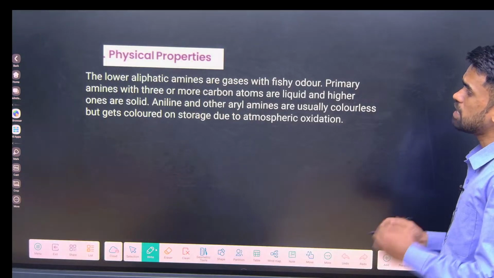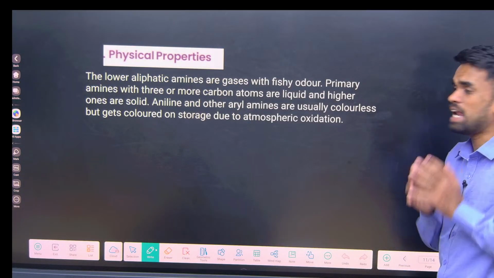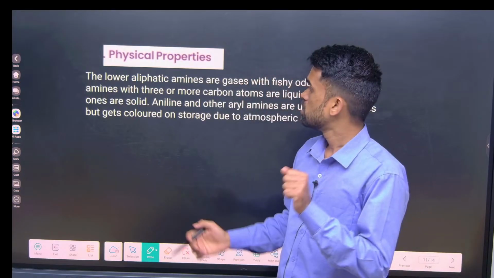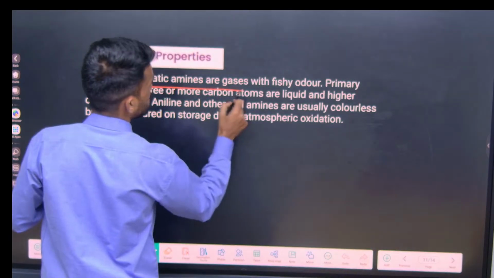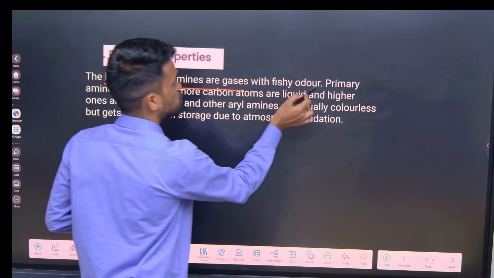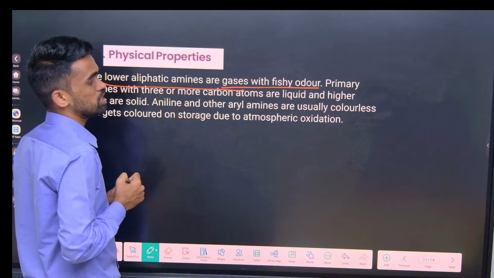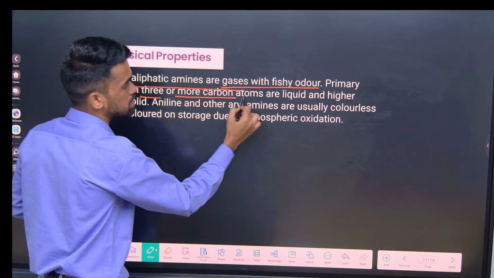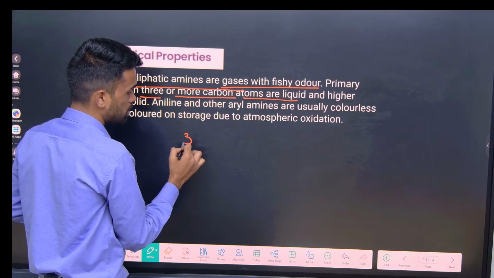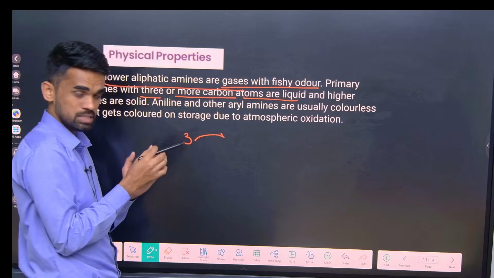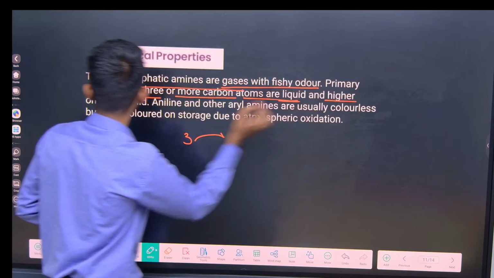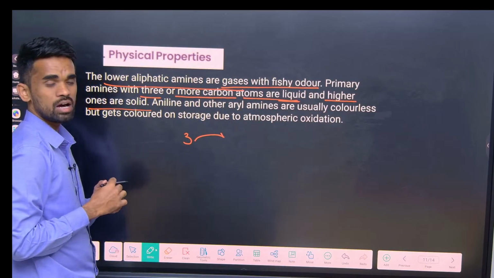Yeah, so what are their physical states? The lower aliphatic amines, like methylamine, ethylamine, are gaseous with a fishy smell. Primary amines with 3 or more carbons, from propylamine onwards, are liquid, and the higher amines are solid.